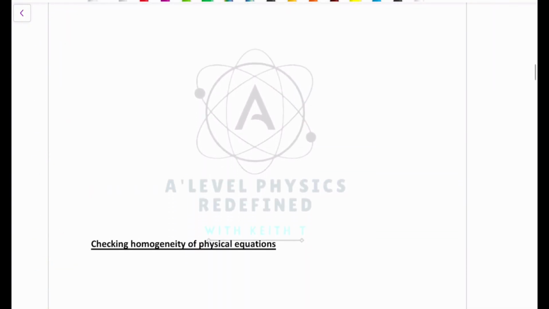Okay. And in the next video, I'm going to be talking about how we can express derived quantities as products and quotients of SI units. And I'm also going to be talking a little bit about homogeneity of physical equations. So it's very important for you to have a rough idea of where we're going with this concept.